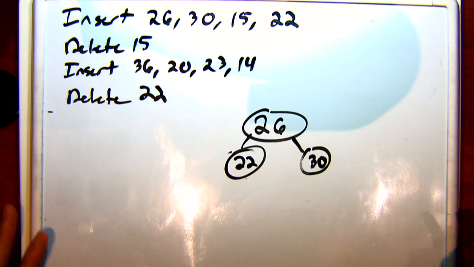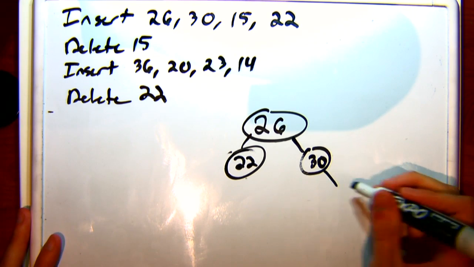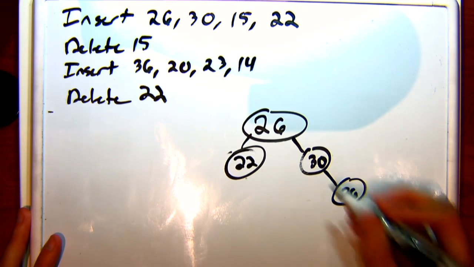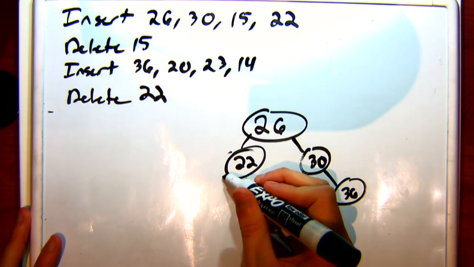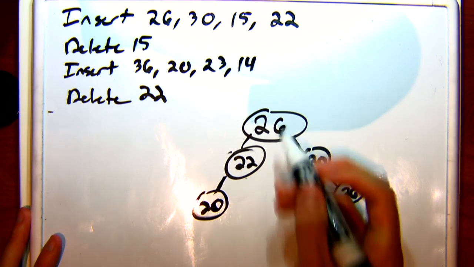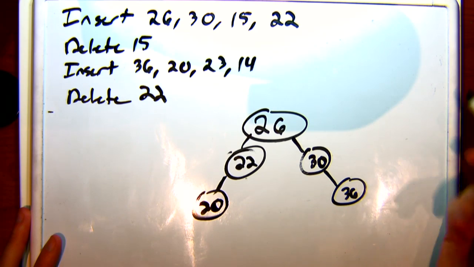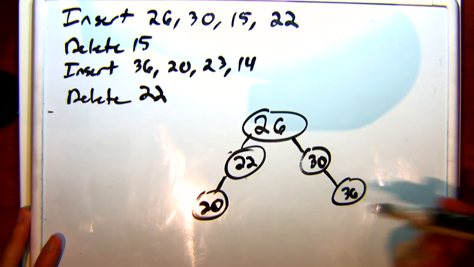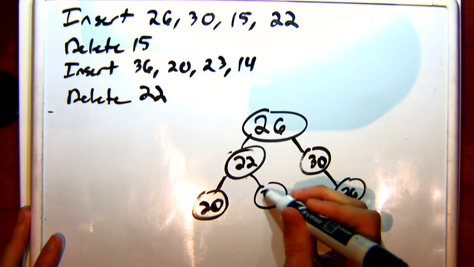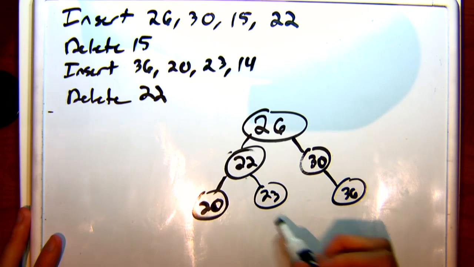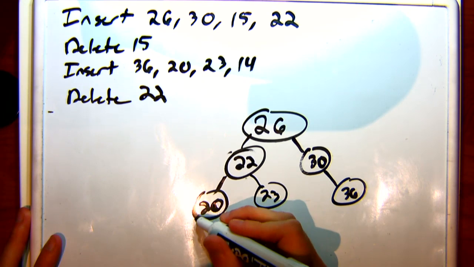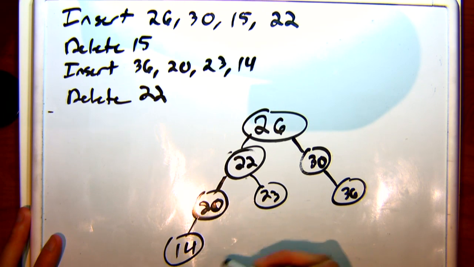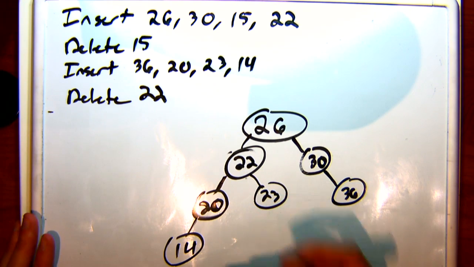Then we're going to keep inserting. So we're going to insert 36, which is greater than 26, greater than 30. Then we're going to insert 20, which is less than 26, less than 22. Then we're going to insert 23, less than 26, greater than 22. Then we're going to insert 14, which is less than 26, less than 22, less than 20.